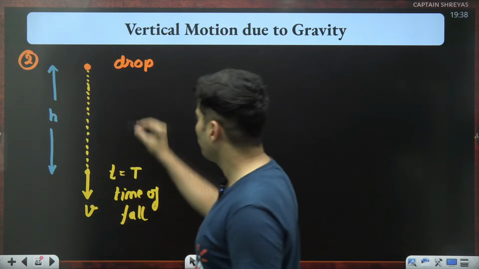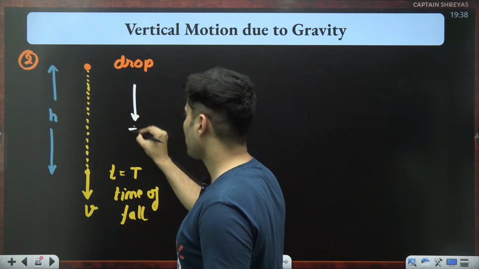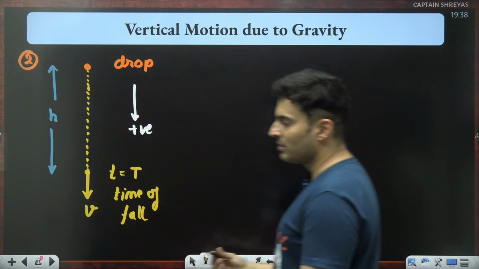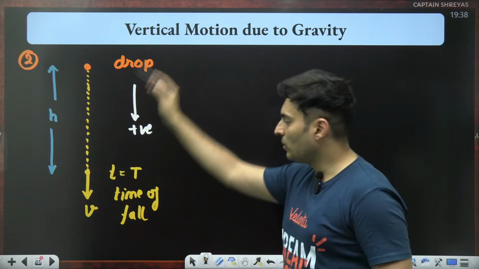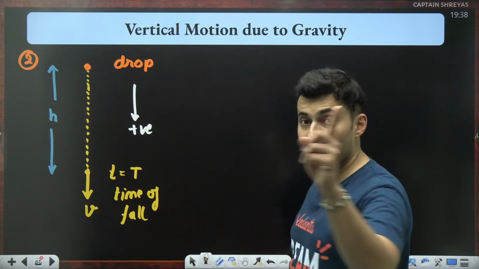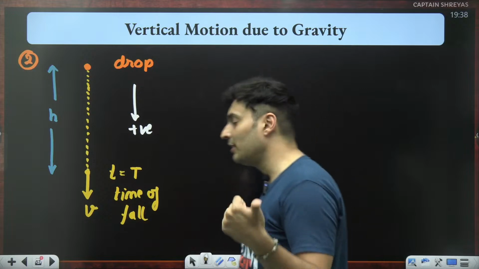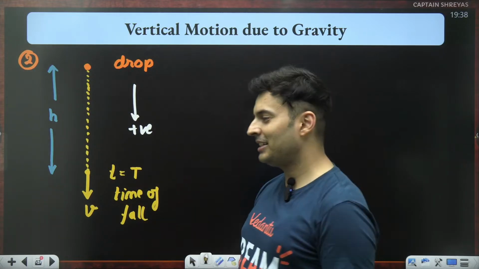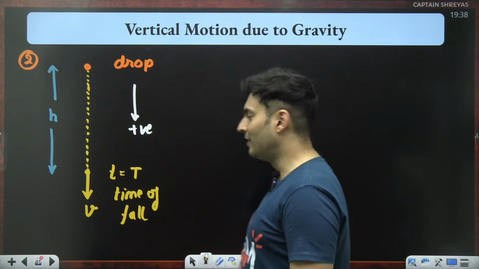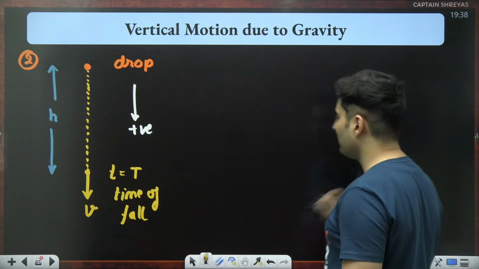Because it is going down, why not take downwards as positive? It's my choice, obviously. Somebody might say upwards is positive, no issues, you will get the same answer. So if I use maybe the first equation, I can't use it. Why? Because time I don't know. V is u plus at, I can't use it. Time I do not know. So maybe I need the third equation. So let's use the third equation.